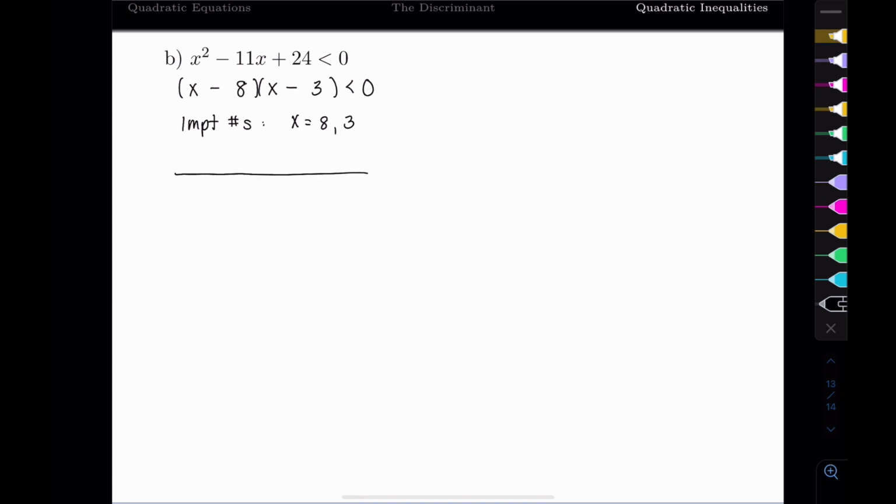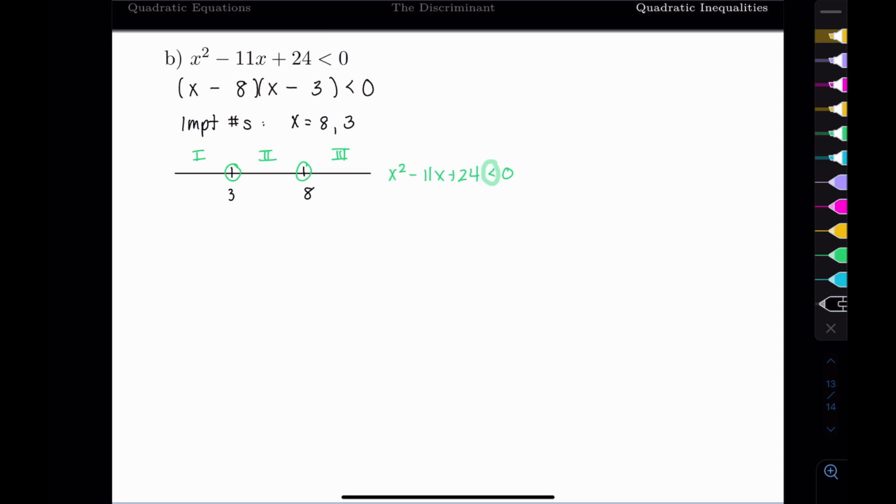Okay. So we go ahead and we create our number line and we put those in order, 3 and 8. And then again, this splits it into 3 intervals that we need to test. And we're trying to see, is x squared minus 11x plus 24 less than 0. Unfortunately for this one, because we have the strict inequality, we cannot fill in these circles. They have to stay open.